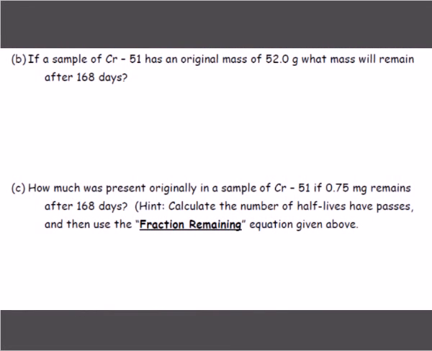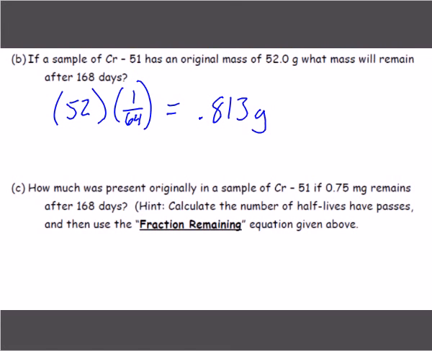Part B: the sample of chromium-51 has an original mass of 52 grams. What mass will remain after that? How do we solve this? Take your 52, multiply it by 1/64. You can just divide it by 64, or multiply by 1 over 64, same thing. 52 times 1/64, what do you get? 0.813, and that is the correct number of sig figs.